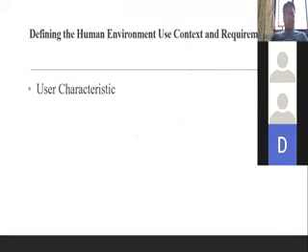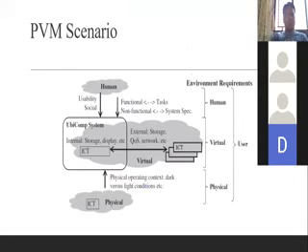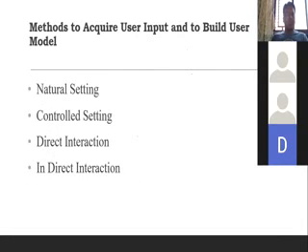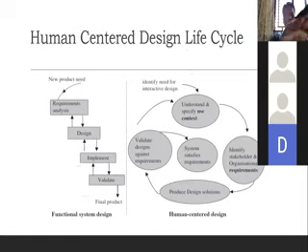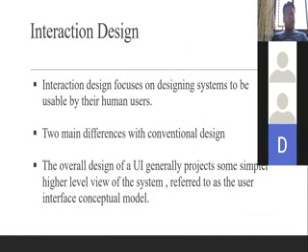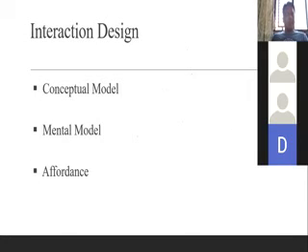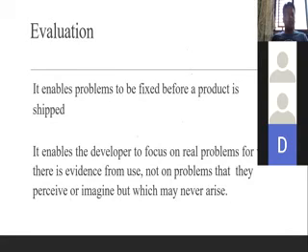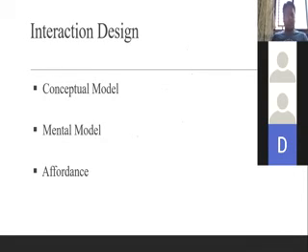Then we have seen the internal context, external context. This is the PVM scenario. Sorry, this earlier slide was actually the conventional system design life cycle and the life cycle of human-centered design. This is actually the PVM scenario which I talked about. Then I talked about the interaction design. These are the points in the interaction design: conceptual model, mental model, and affordance. And then we have seen the evaluation. So this is what the presentation is all about.